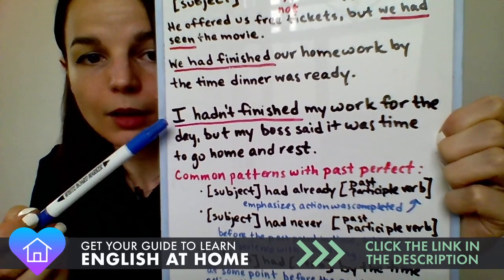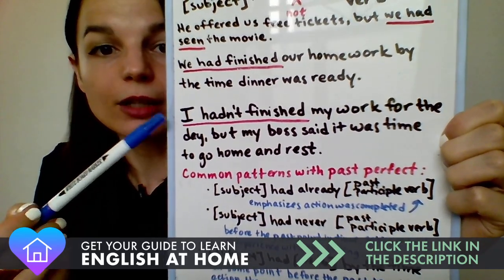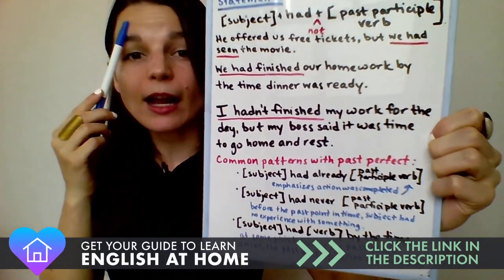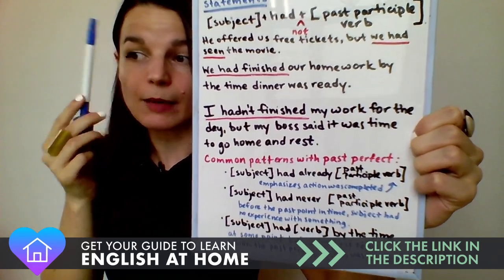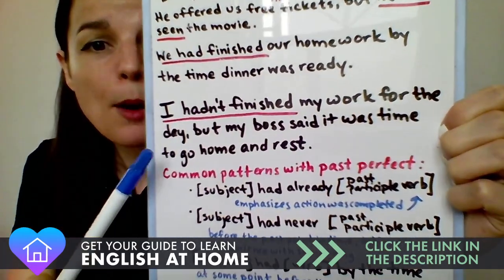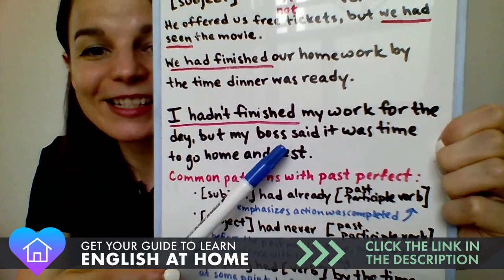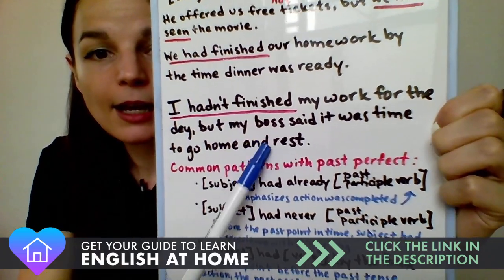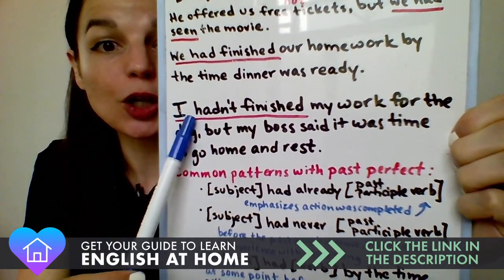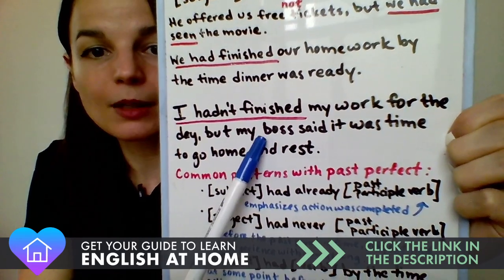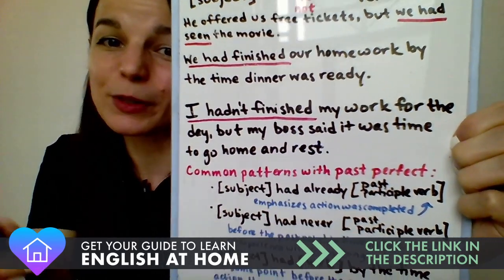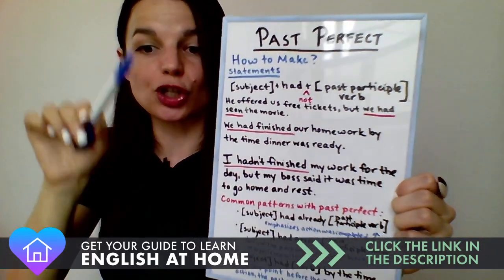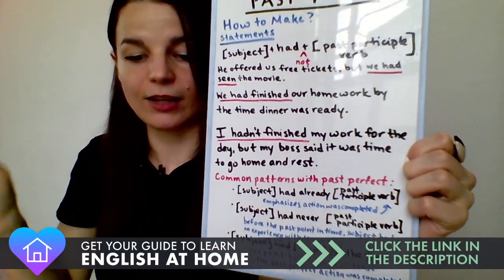So again, this action, or this condition, was first. In this case, it's a negative. So that means I wasn't finished with my work. That was my condition. That was my situation. But my boss said it was time to go home and rest. So this was the earliest condition. And this one was more recent. My boss said it was time to go home and rest. So again, we're using past perfect to show this sequence of activities.